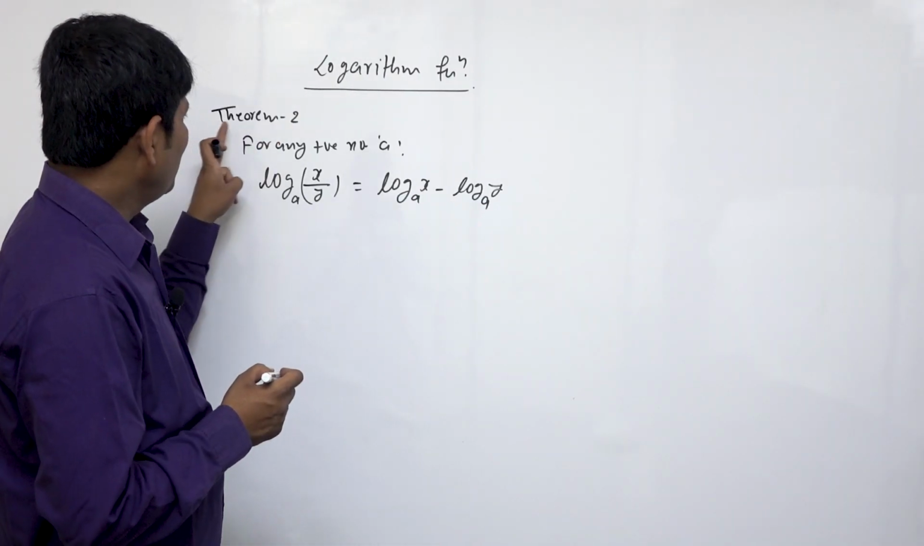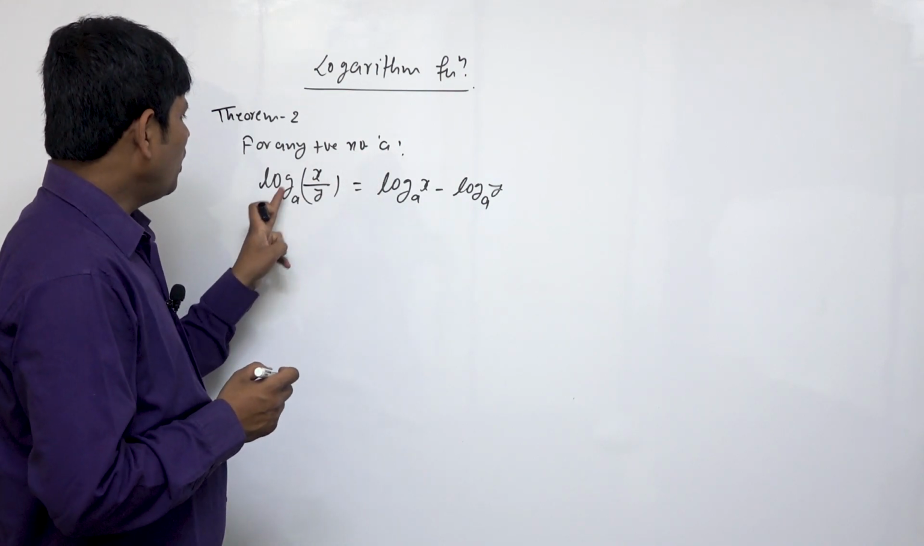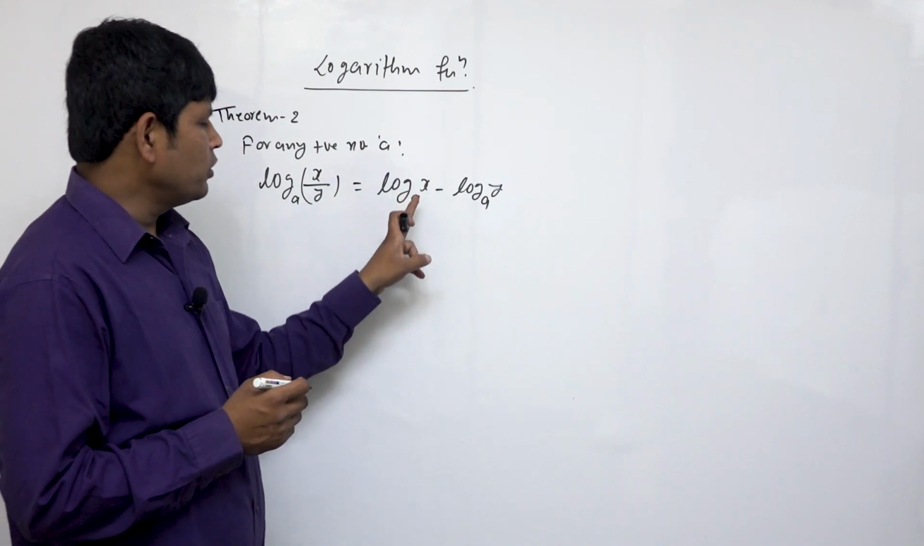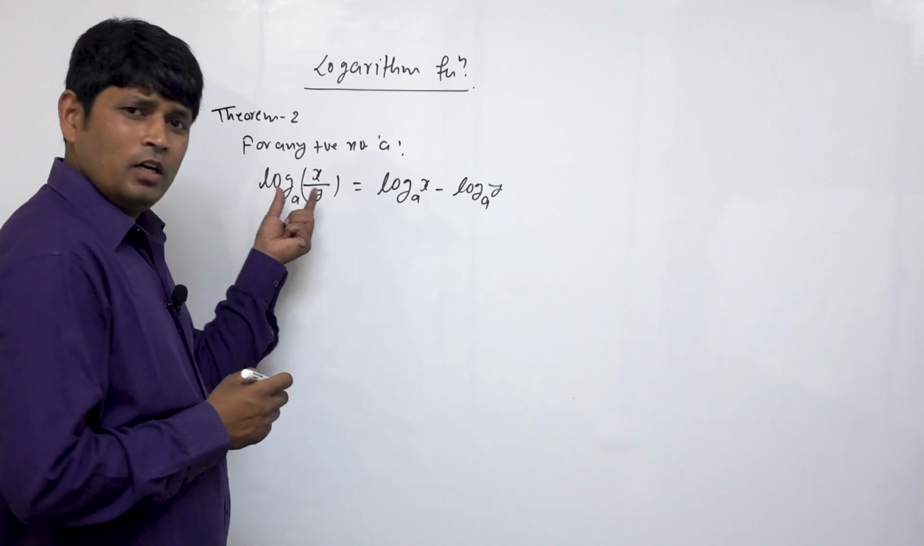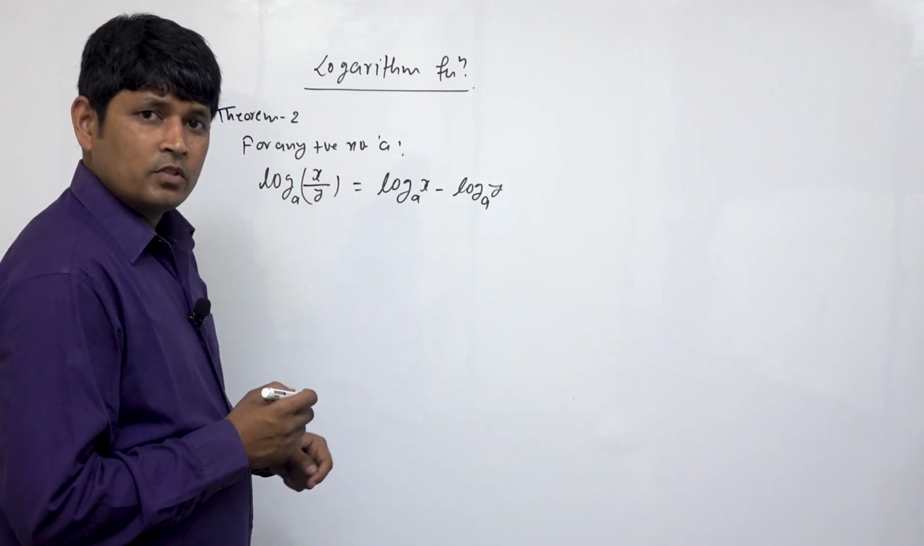So now the next theorem: for any positive number a, log x over y to the base a is equal to log of x to the base a minus log of y to the base a. This is called the quotient rule, and that we have to prove. Now how to prove that one? Again the same way.